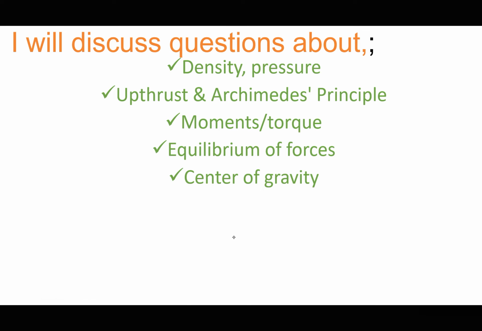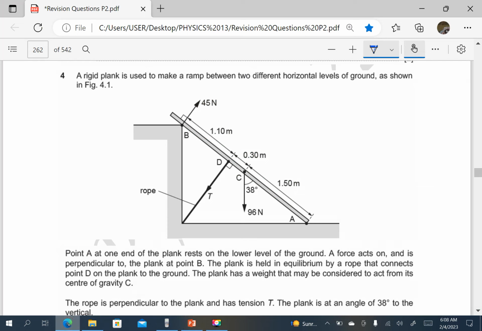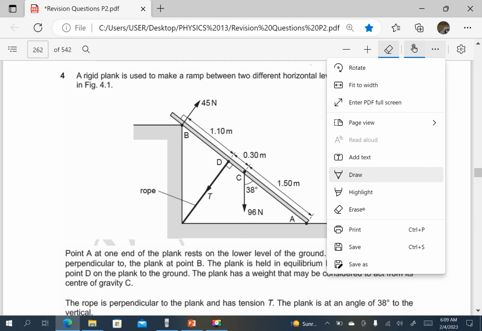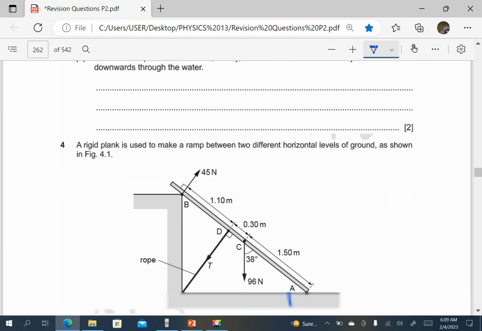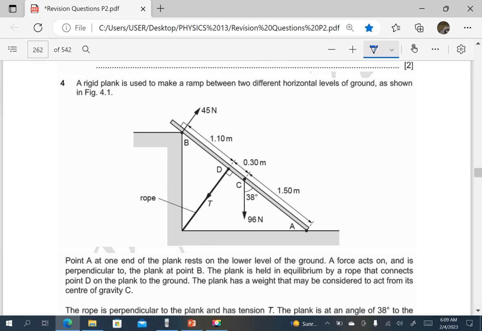Without wasting time, I would like to take you to the past paper question documents so that we start solving them from where we stopped in part 1. In part 1 I think we stopped around there, and I just want us to begin from where we stopped. So let's start with this question here in part 2.